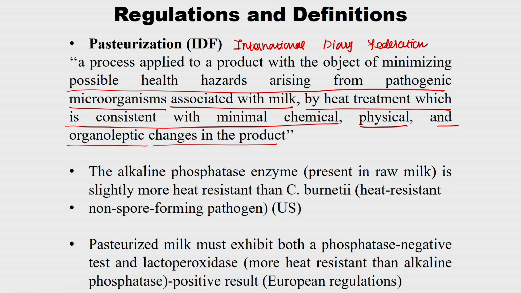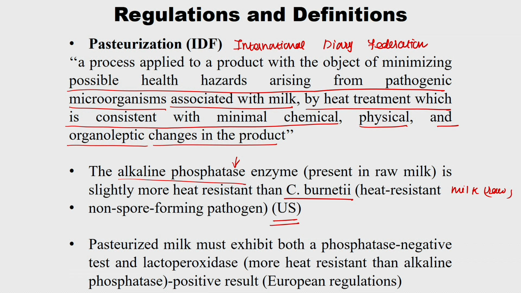So, it is not only important to kill the pathogenic organisms present in the milk, it also should not cause any damage in the form of chemical, physical or organoleptic changes in the product. That is also important. One such example is the alkaline phosphatase enzyme, which is present in the raw milk and is slightly more heat resistant than Coxiella burnetii, which is the heat resistant non-spore forming pathogen present in the raw milk. So, the heat treatment is applied to kill these pathogenic organisms, and we also need to take care of this alkaline phosphatase. Sometimes the test is to check the phosphatase enzyme activity; if the activity is present, that means the pasteurization is not enough, right. So, we also have to inactivate the alkaline phosphatase enzyme activity.